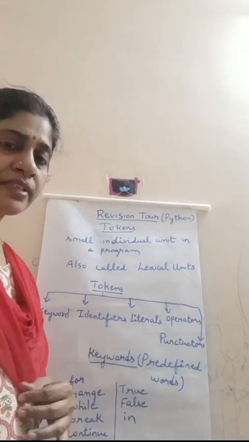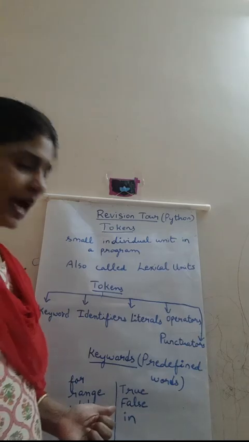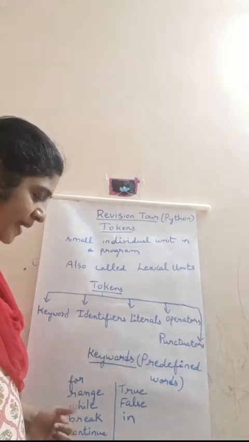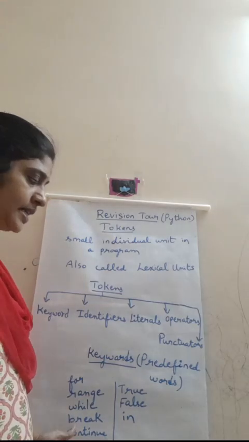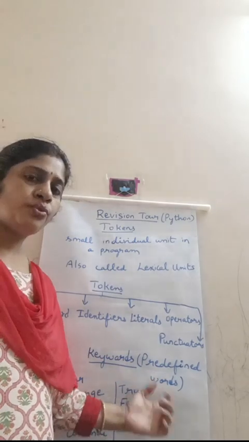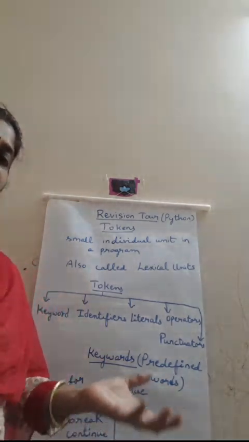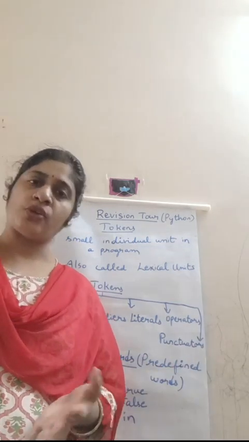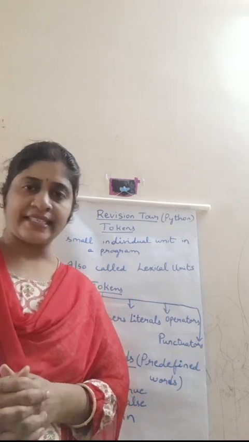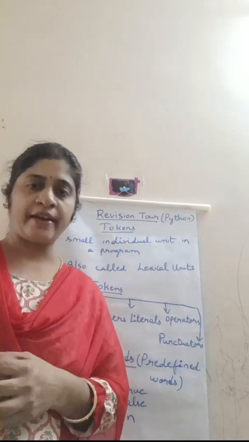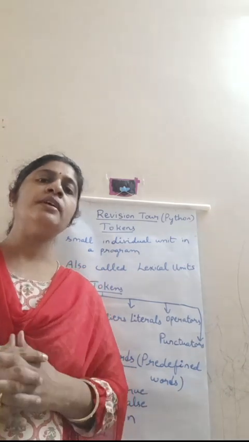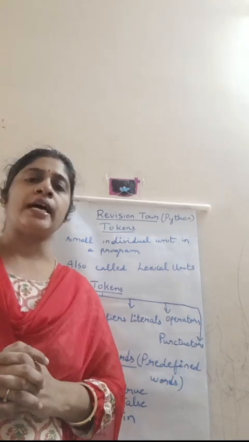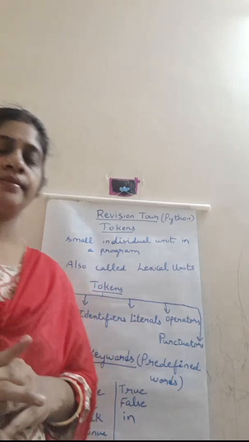Some of the keywords are for, range, while, break, continue, True, False. These are predefined words and they are called keywords. You might have seen these in class 11 itself, we are just recalling it. So this is about keywords. Now let us see what identifiers are.